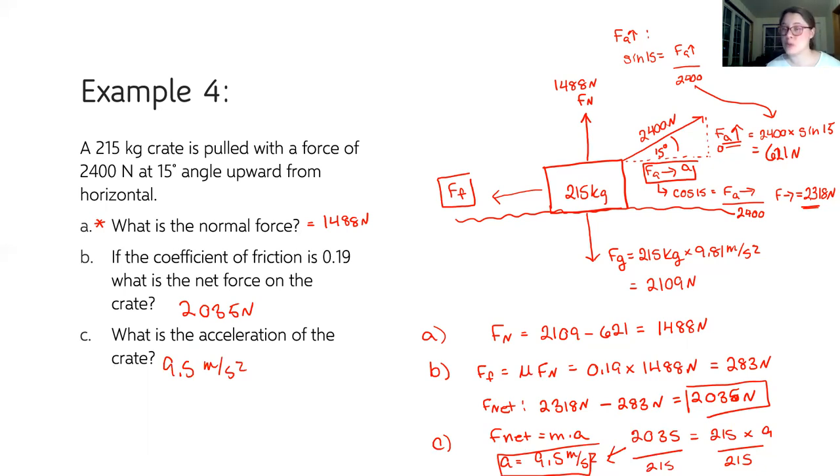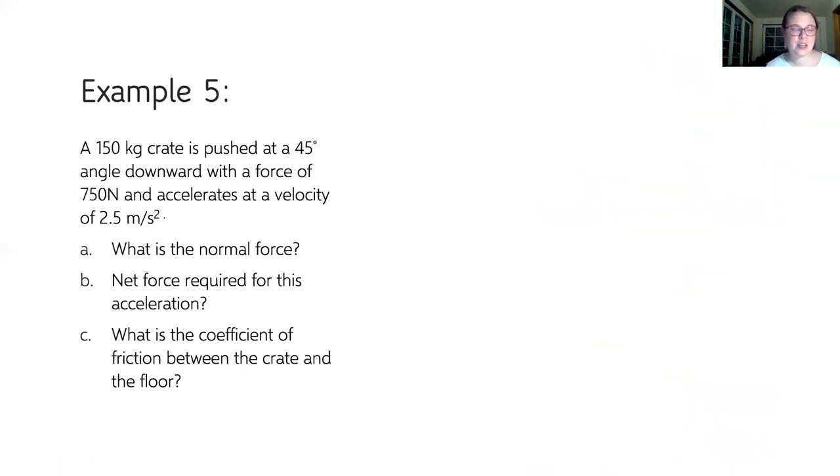All right, we've got one more question I'm going to do. It's similar to this one, so it should help you out. But in this case, we're going to push downwards. So again, let's read the first part of the question and draw a diagram, and let's analyze the diagram a little bit. A 150 kilogram crate is pushed at a 45-degree angle downward with a force of 750 newtons and accelerates at 2.5 meters per second squared.